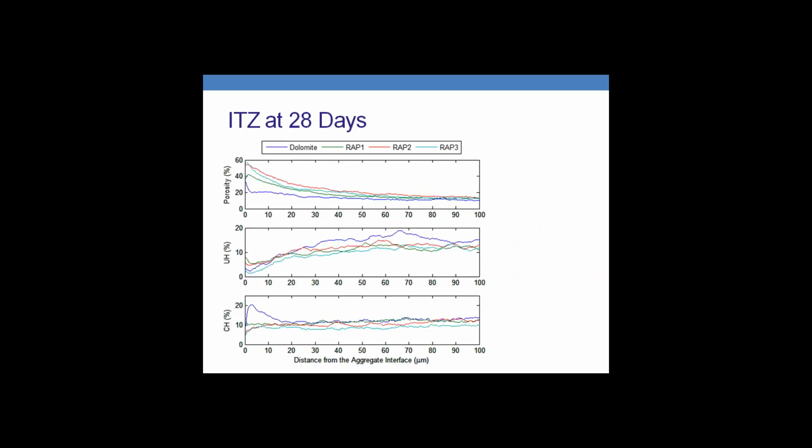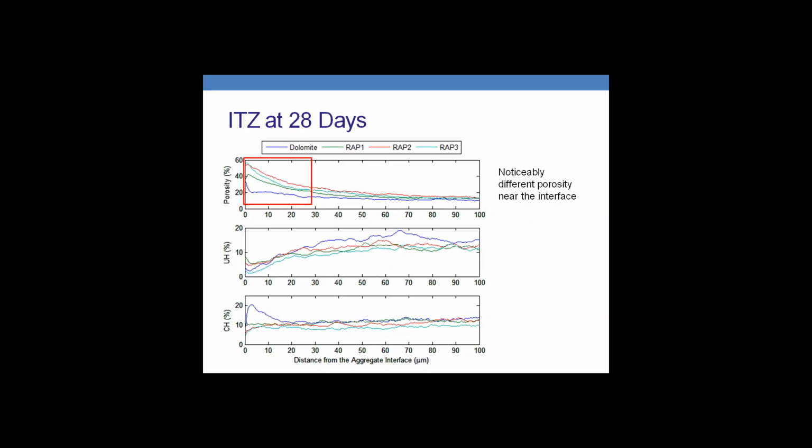If we look at 28 days now, we can clearly see the porosity. For dolomite, porosity drops off immediately and then levels out. Whereas with wrap, it's a much higher porosity content, and it takes much longer before it levels out. That shows us that the wrap is producing a larger, more porous ITZ.